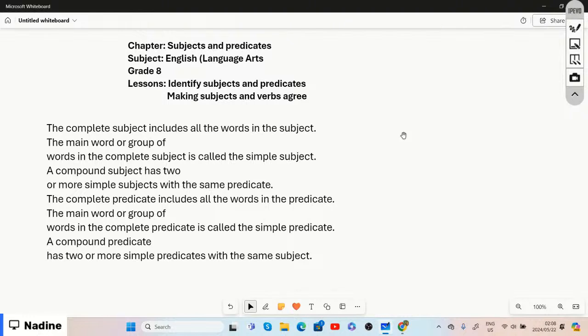And then we have a predicate. The predicate includes all words within the predicate. The main word or group of words in the complete predicate is called the simple predicate.